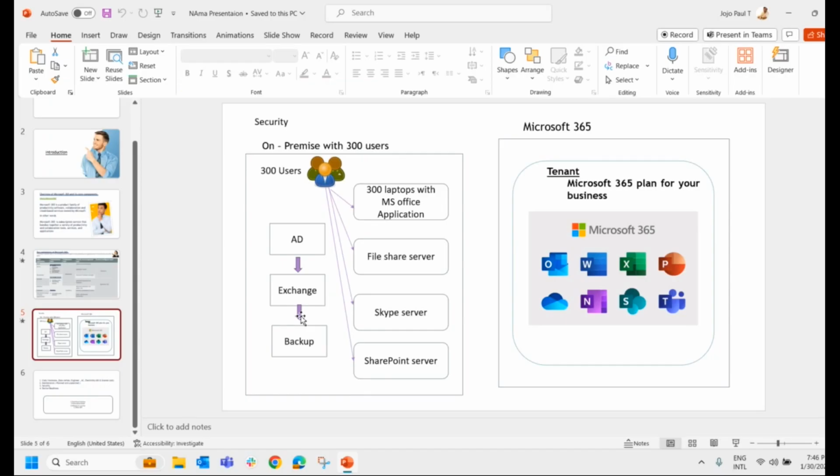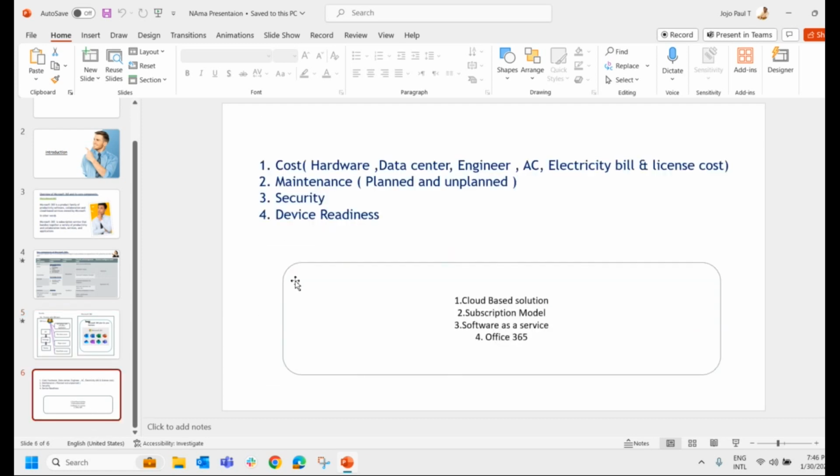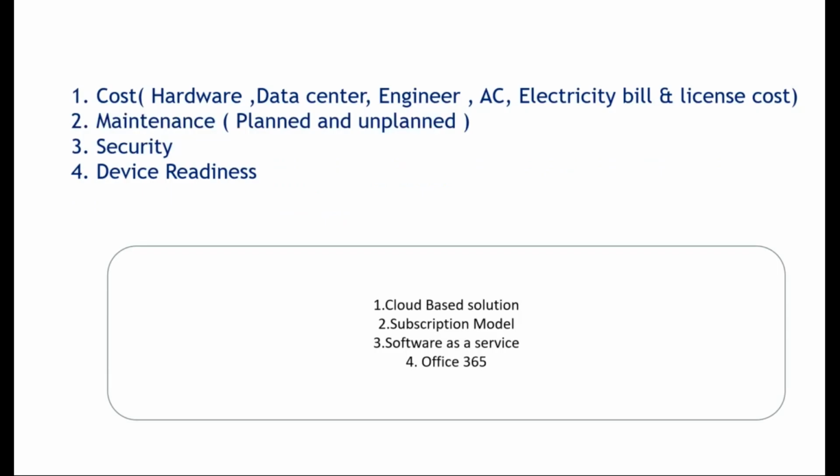To fulfill all the IT needs in the on-premise, if you consider the cost, it is huge. We have to purchase the hardware for all the servers, for the Active Directory and Exchange mailbox. We require servers and we have to maintain a data center. We require operational cost for the engineers. Then AC for the cooling system is required in the data center. Electricity bill, license cost, all are part of IT expenses. Then if we go to the maintenance, the server may go down, any of the network devices may go down. Planned or unplanned maintenance is required, so again you have to spend an amount for that.